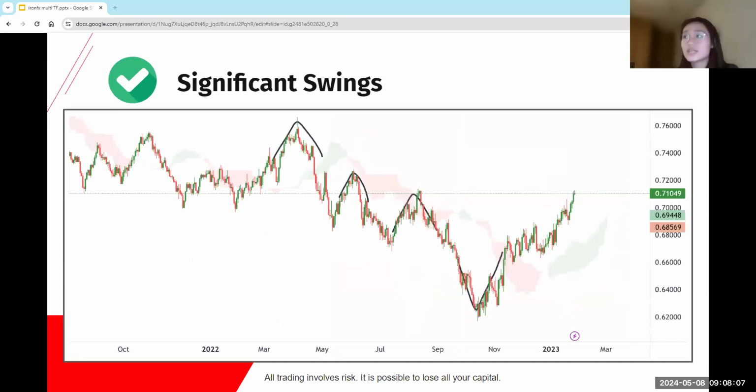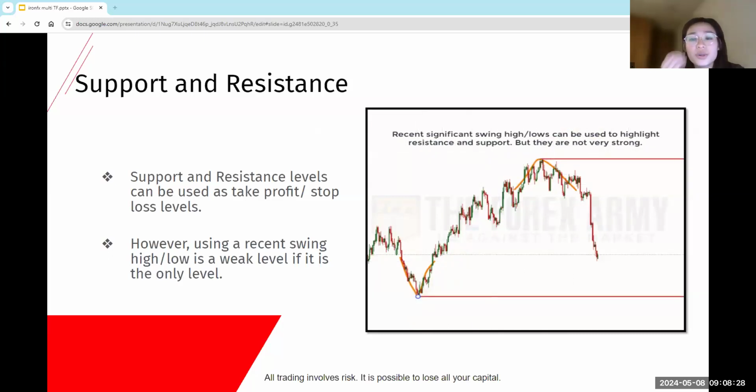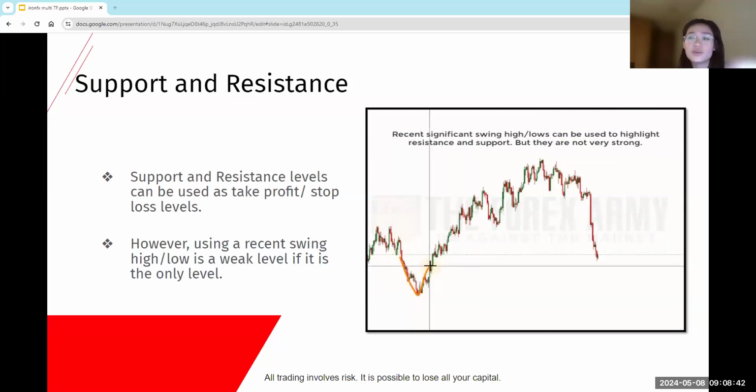Okay, so here's another example of significant swings. So I've drawn out the peaks and troughs here so you can see exactly how clear it should be. Okay, so you can use it as a take profit target or stop loss level, but you typically should not use it as an entry if there are no other supporting arguments, such as your Fibonacci or maybe even your pivot points. Basically other graphical levels to support your analysis. Using a recent swing high or low is a weak level if it is the only level.